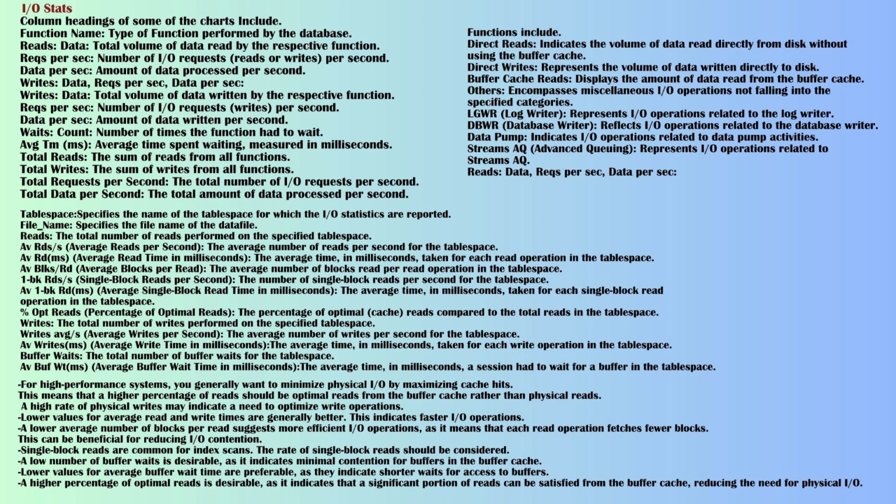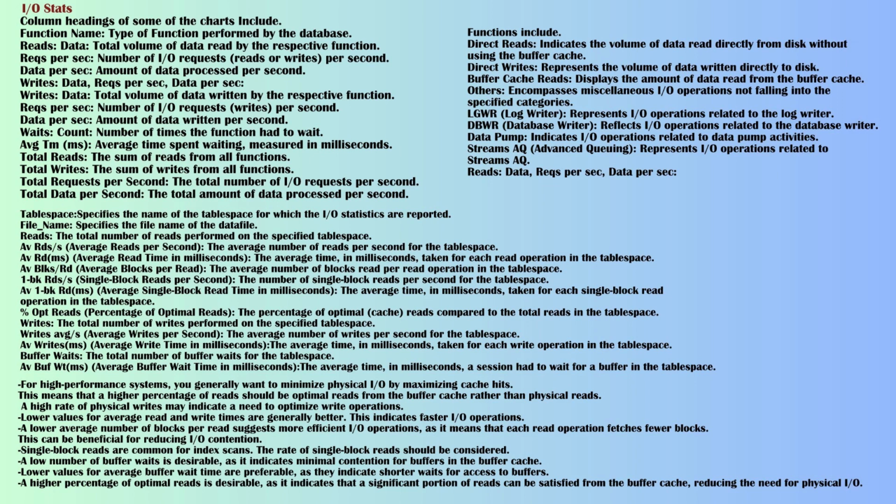Functions include: Direct reads, indicates the volume of data read directly from disk without using the buffer cache. Direct writes, represents the volume of data written directly to disk. Buffer cache reads, displays the amount of data read from the buffer cache. Others, encompasses miscellaneous I/O operations not falling into the specified categories.